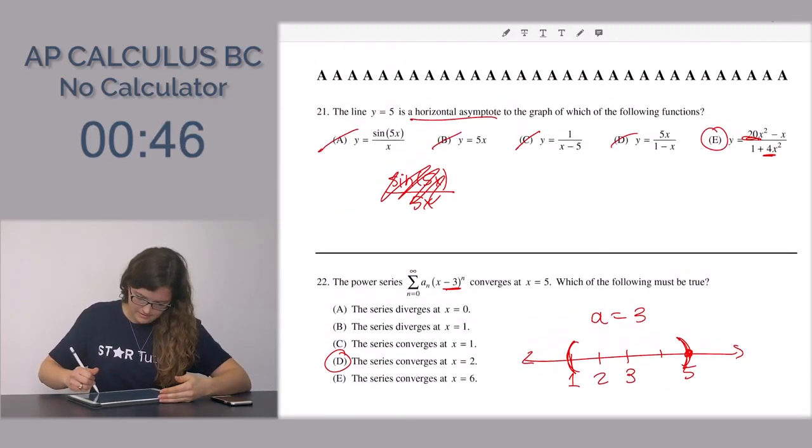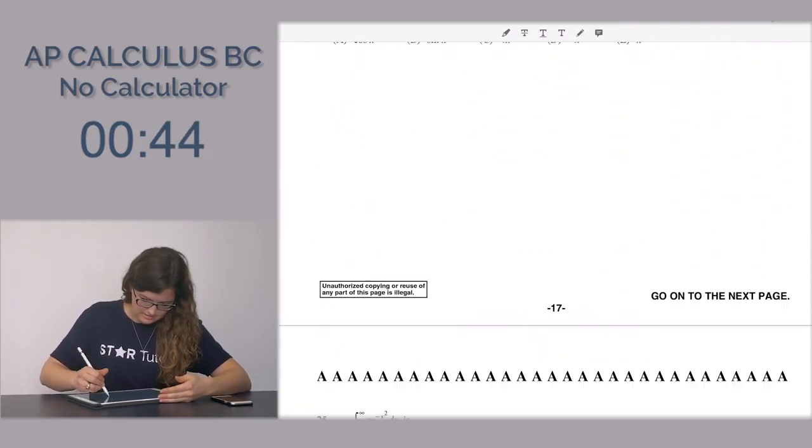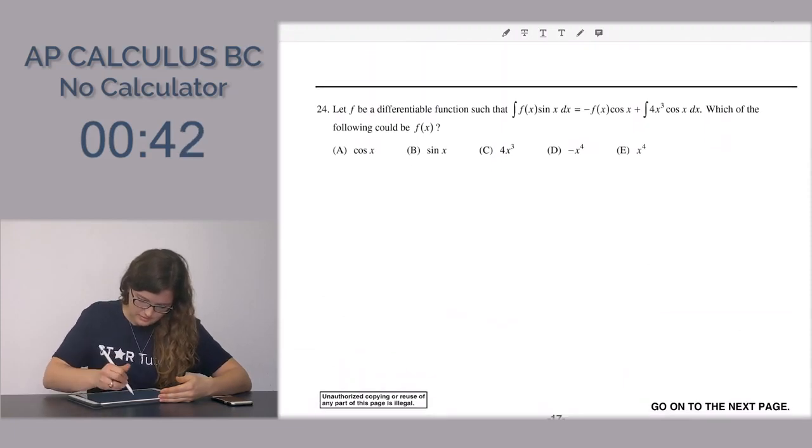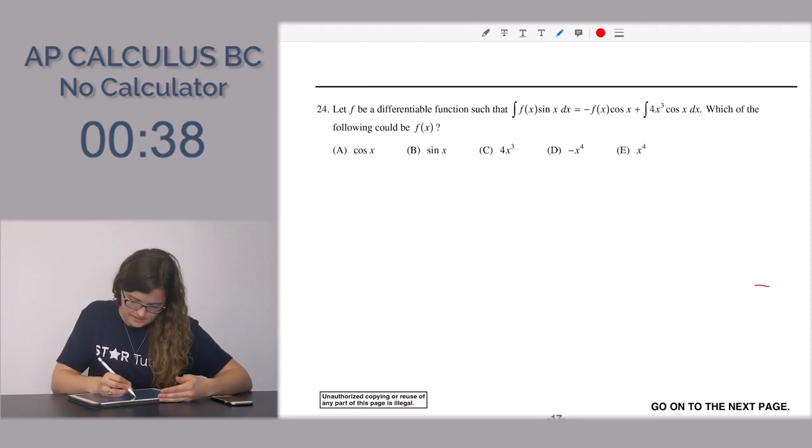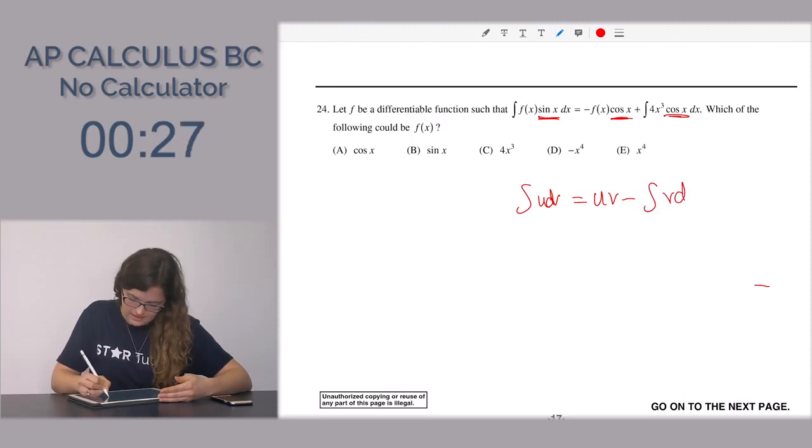Yeah, that one's gonna be hard. Did I do all the others? I didn't do this one. Oh, I think this one's an integration by parts question, because I see sine and cosine, and another cosine here. So this is like the integral of u dv is equal to uv minus the integral of v du. I know we got 20 seconds left.